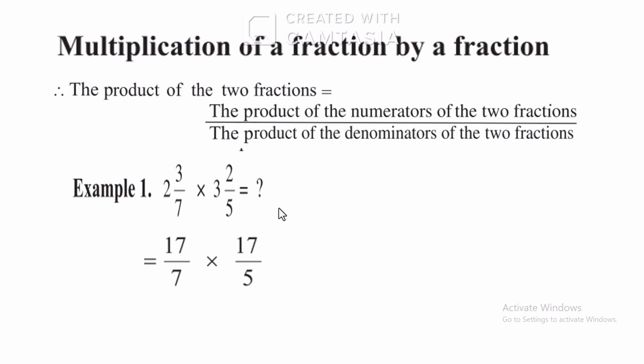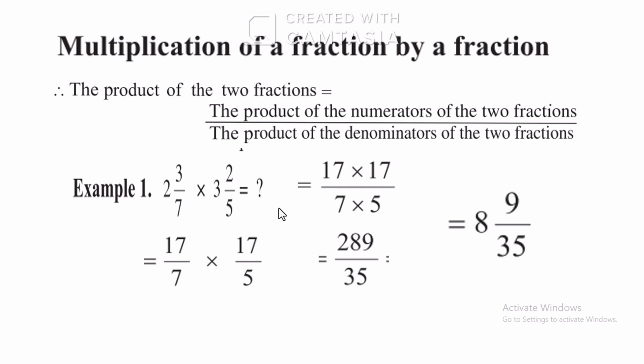According to these rules, the product of the numerators of the two fractions: the numerators are 17 into 17, divided by the product of the denominators, so the two denominators are 7 into 5. We know 17 into 17 is 289, divided by 7 into 5, which is 35.